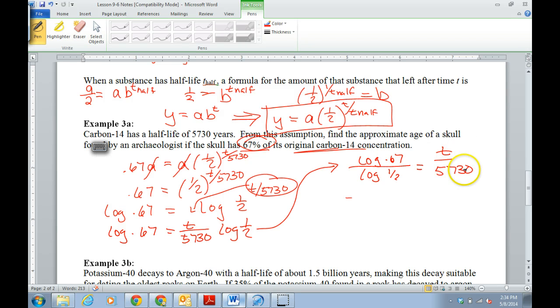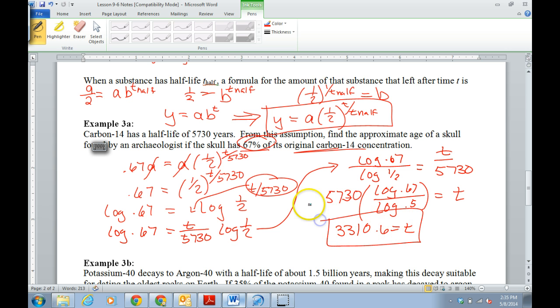Okay, now how do I get t by itself? Multiply both sides by 5730. So 5730 times the log of 0.67 over the log of 0.5, which is the same as 1/2, right? Equals t. So if you put that in your calculator, you'll find that t is going to be around 3,310 years old. Okay, so the skull is about 3,310 years old.